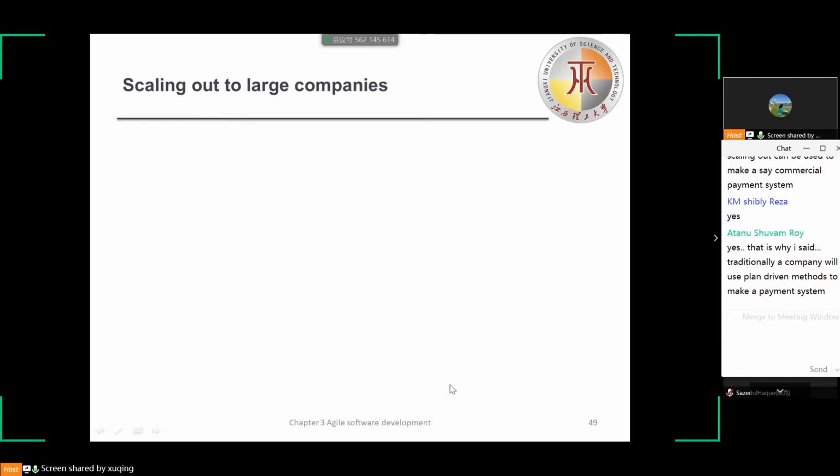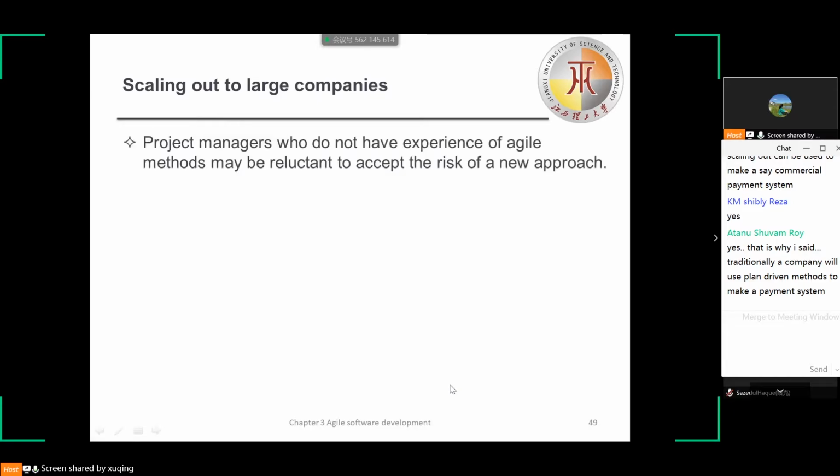In fact, it is also difficult to introduce agile methods to large companies. Here we have several reasons. The first one is that project managers who do not have experience of agile methods may be reluctant to accept the risk of a new approach.